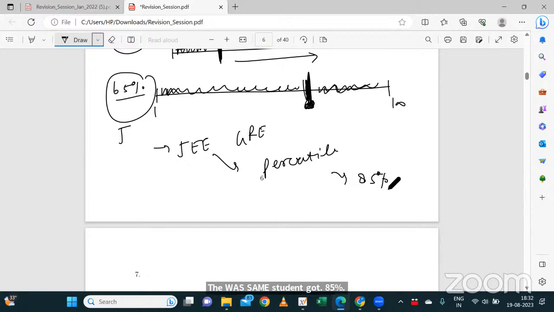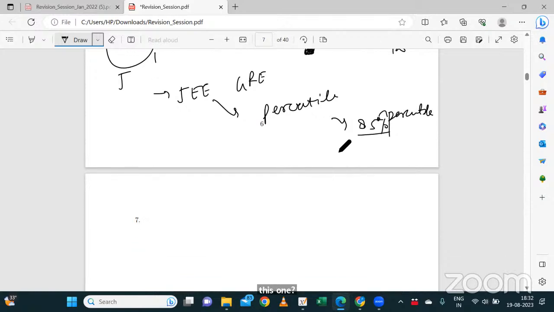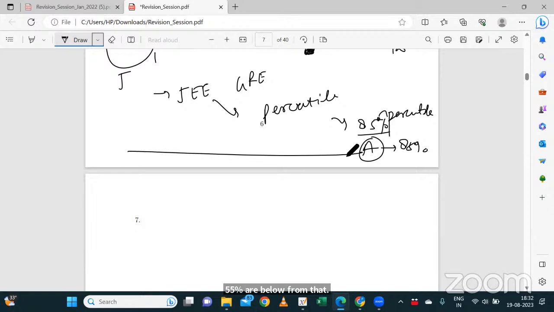85 percentile. So what is the meaning of this 85 percentile? Anybody? 85% are below that student. Yeah. Suppose this student is A. Suppose he got 85 percentile in that exam. So that means 85% of the students got marks below this student, and the remaining 15% of students got marks above this. That is the meaning of percentile. Is this okay? Yes, sir.